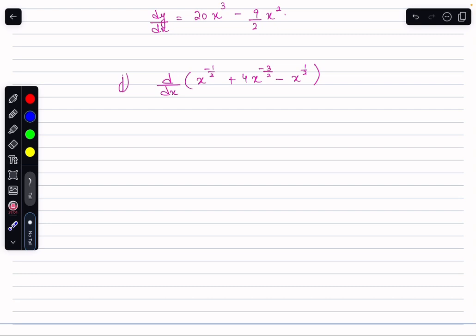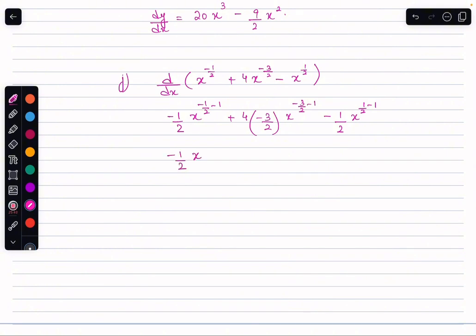So differentiating this equation, the coefficient of x here is a 1. Therefore, it is 1 times negative 1 by 2. So I'll be left with negative 1 by 2, x to the power negative 1 by 2 minus 1, plus 4 times negative 3 by 2 and x to the power negative 3 by 2 minus 1, and then it's a negative 1 over 2 x to the power positive 1 by 2 minus 1.